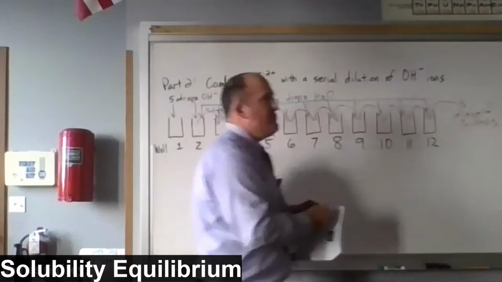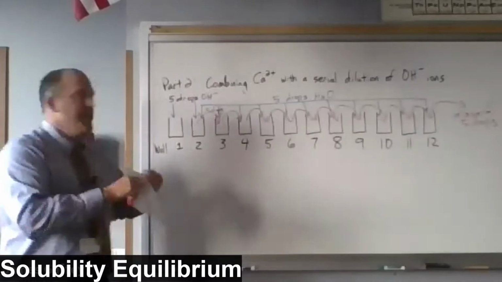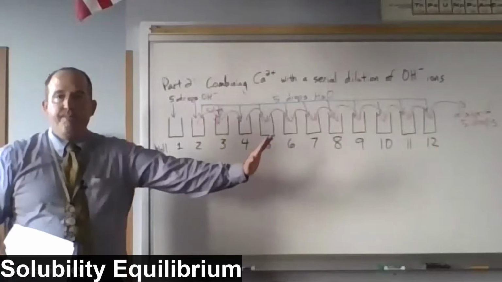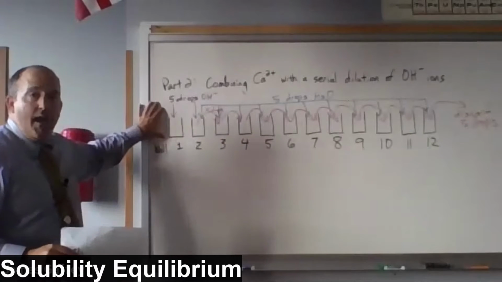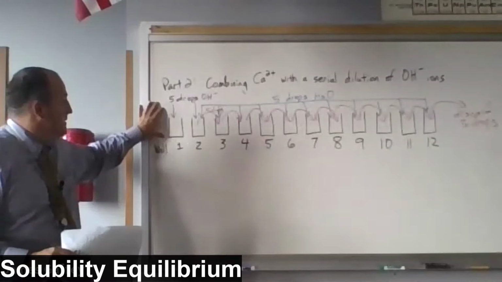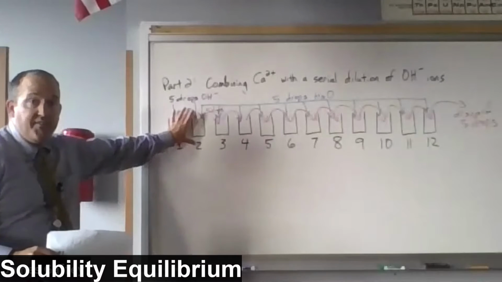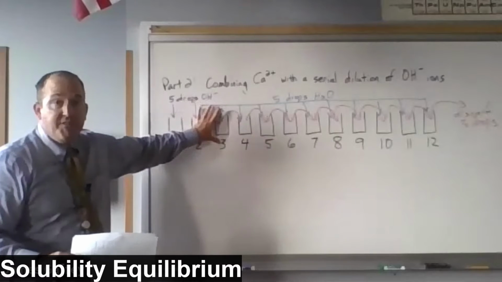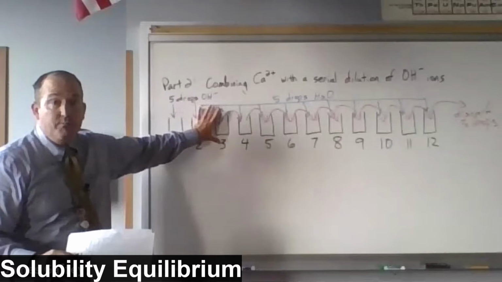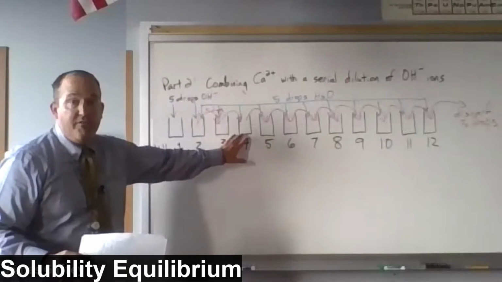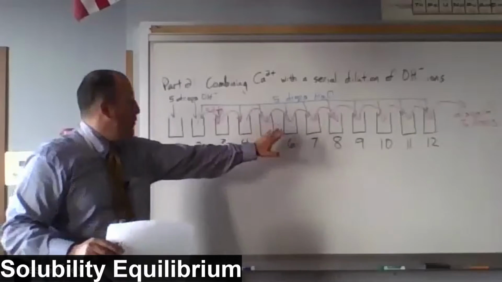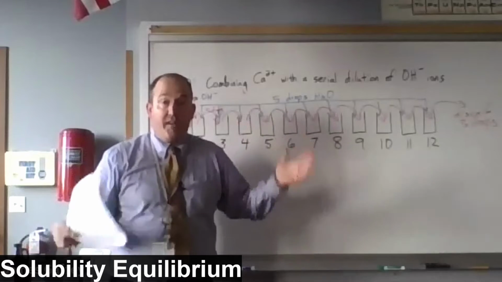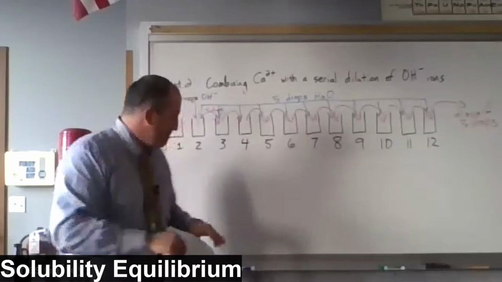We will have produced by that point a serial dilution of hydroxide ions, where well 1 has a concentration of 0.1 molar, well 2 would have half as much, 0.05 molar, well 3 half as much as that, 0.0125 molar, well 4 half of that, well 5 half of that, well 6 half of that, and so on. Half as much of the concentration with each well.